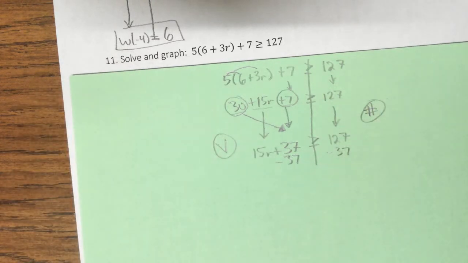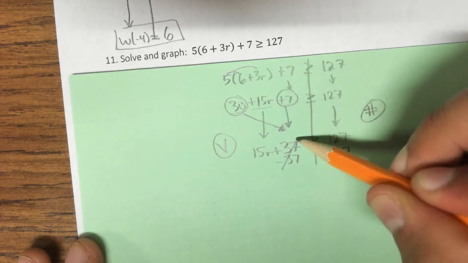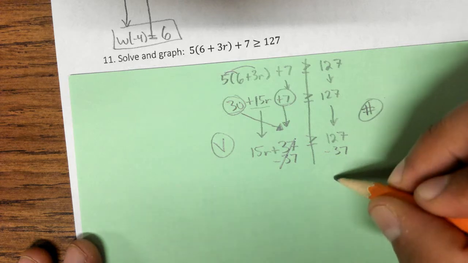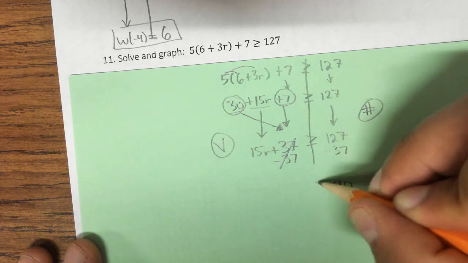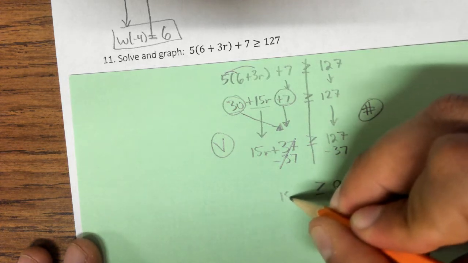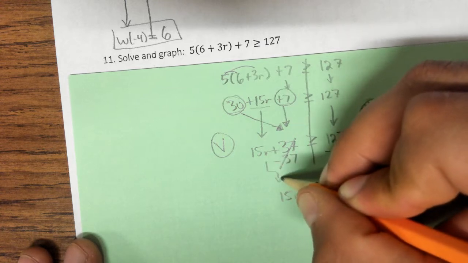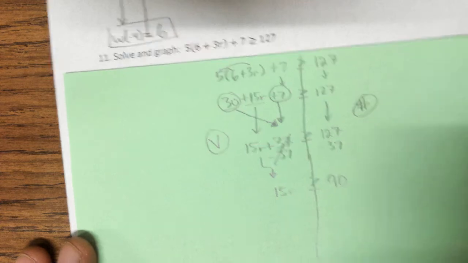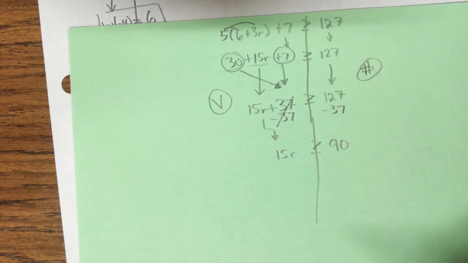So we're going to subtract 37 from both sides. This is going to create a 0 pair. 127 minus 37 is going to give me 90. Greater than or equal to 15r is going to come down. And again, just make sure that you keep extending your line if you need to, if you need more space.